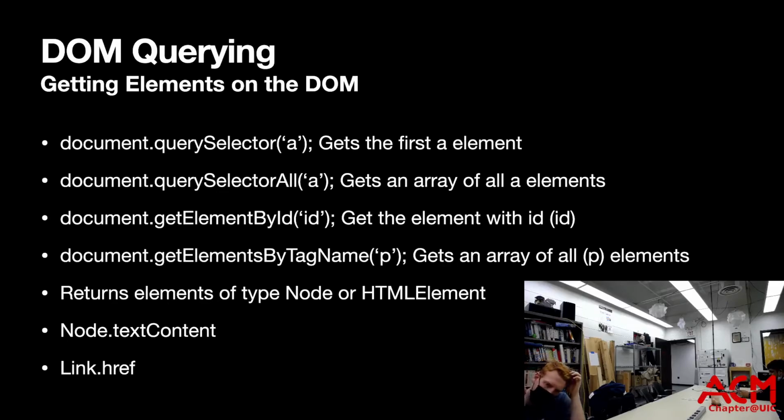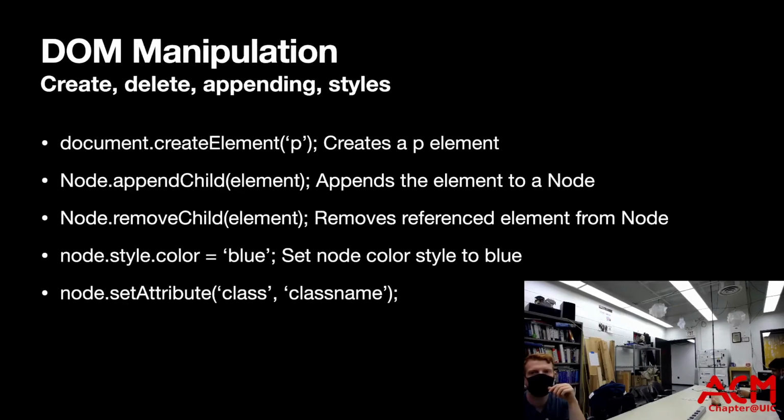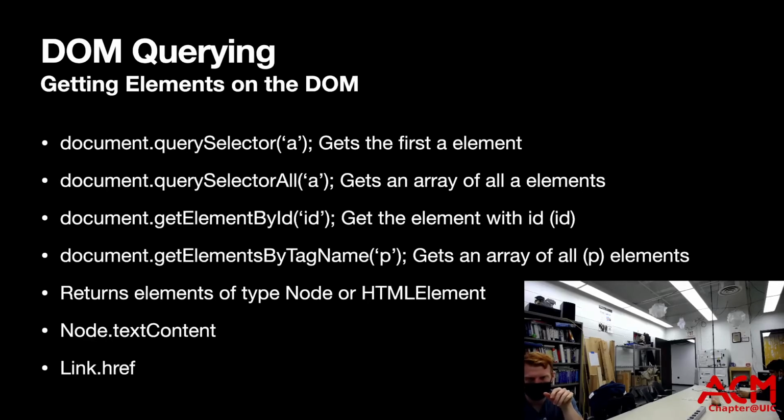Now, these all will return elements of type node or HTML element. So some common ones that this will have is, for example, node.textContent, or if it's a link, it'll have a .href. And you can actually modify these. And then if you want to actually manipulate and add and remove data and modify attributes, you would use the create element. You would always set these equal to something, because it will return that node. So you want to set these like var anchor tag equals document.querySelector A. You want to set this to something so that you can actually manage that.